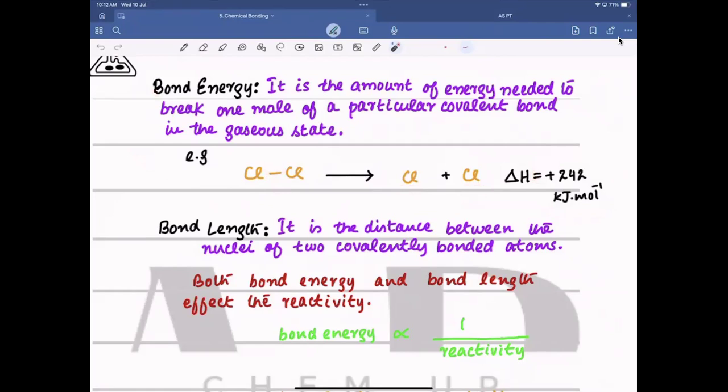Will this energy be given in the data sheet? Yeah, that is given in the data sheet.